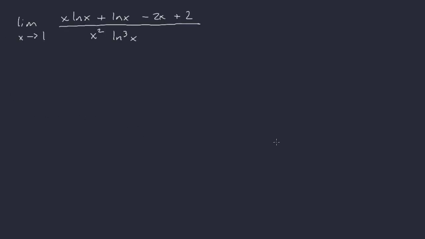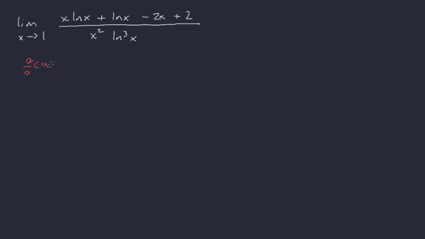All right, so let's look at the limit as x goes to 1 of x ln x plus the natural log of x minus 2x plus 2, all over x squared times the natural log of x all cubed. So remember, when the cube is here, we're cubing that whole ln. Now when x goes to 1, these natural logs are going to 0. So we already have a 0 in the denominator, and then right here we have negative 2 times 1 plus 2, so it's negative 2 plus 2. So this is a 0 over 0 case.